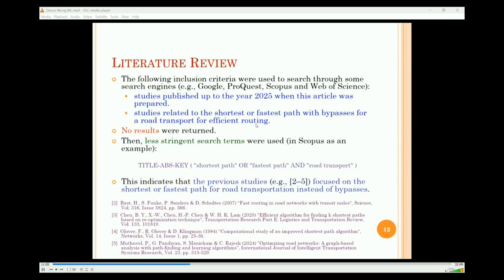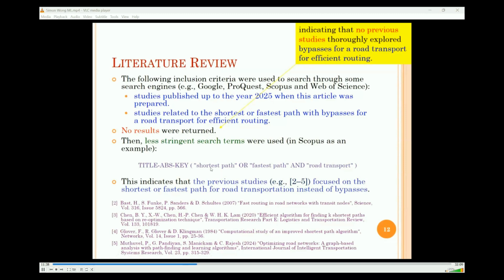In trying to search for this, there were no results returned, right? So indicating that no previous studies thoroughly explore bypasses for a road transfer for efficient routing. And I use less stringent terms to search. For example, in Scopus, you see this symbol, we see the title, abstract, keys.